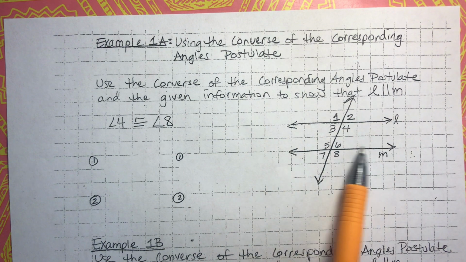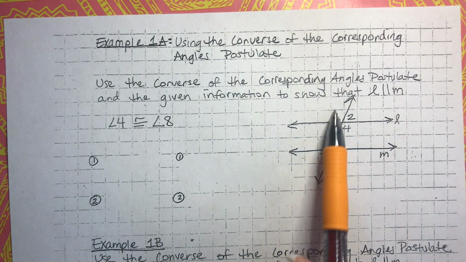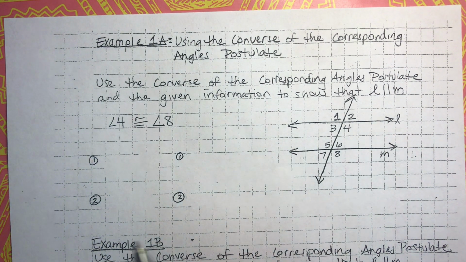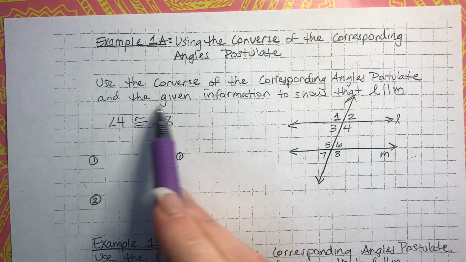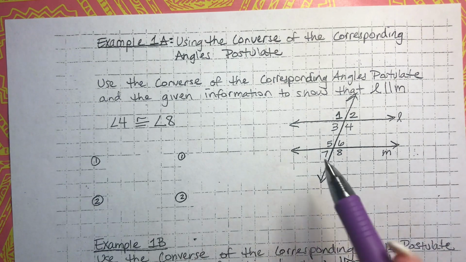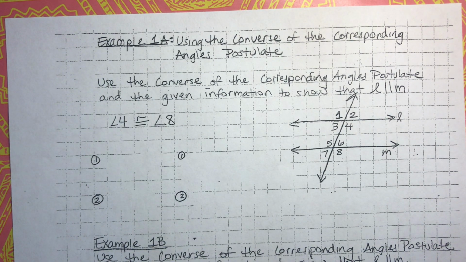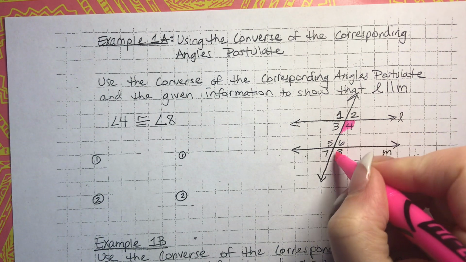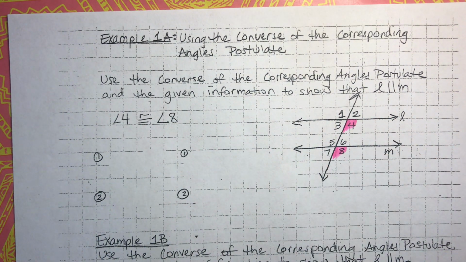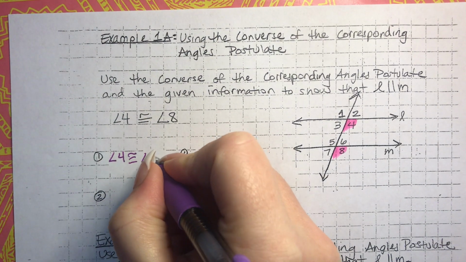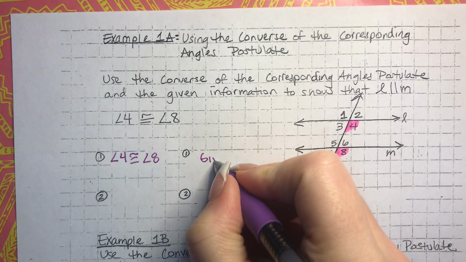All right, here's L and here's M. Here's our lovely transversal and all the angles that it creates. This is what they're giving us: that angle 4 and angle 8 are congruent. So we have these two angles right here. I'm just going to go ahead and write down that given information. So angle 4 is congruent to angle 8, and that is given.